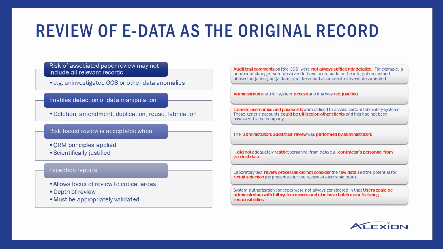And on the right here, there are some of the types of findings linked to electronic data sets. Here we have audit trail comments were not always sufficiently detailed in this particular case, where an integration method on a chromatography data system had a comment that saved documented an awful lot of the time.